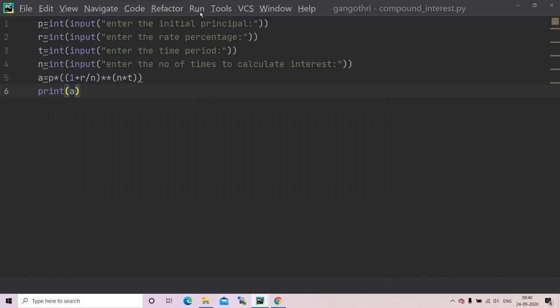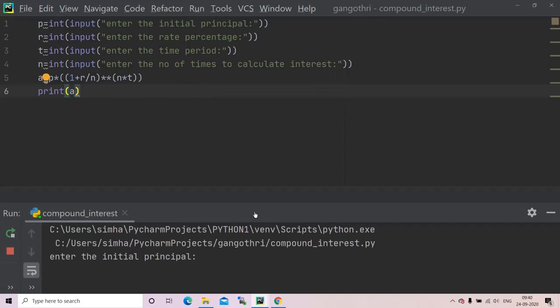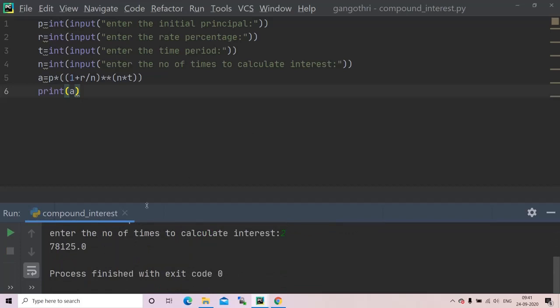I run the program now. Yeah, it is asking to enter the principal amount. Let it be 2000, and the rate percentage, let the rate percentage be 3%, and the time period, let it be 2 years. Number of times to calculate the interest, let it be also 3. Yeah, we got our total amount, right? So in this way you can calculate the compound interest using the formula.